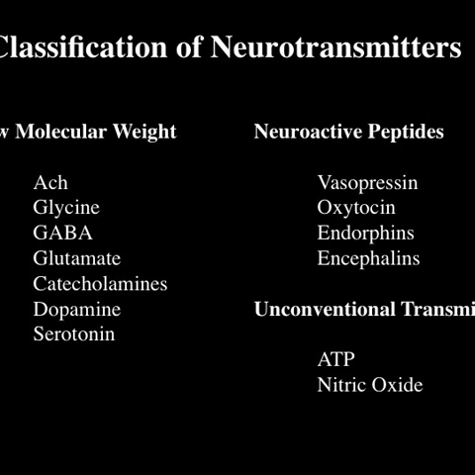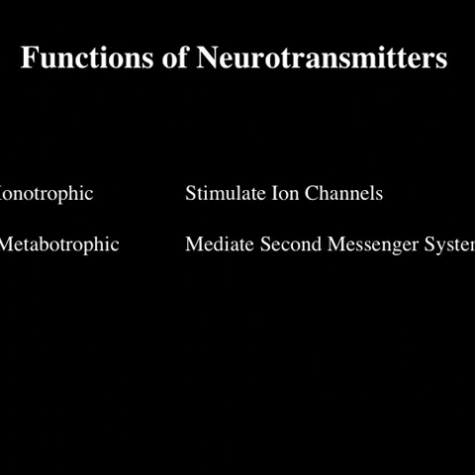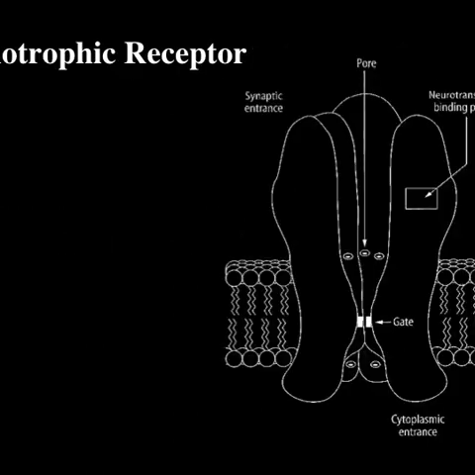And finally, we've got some things that we call unconventional transmitters. Things like nitric oxide and ATP, which do, in some circumstances, function as neurotransmitters, but they're not the usual run-of-the-mill kind of thing. Two main sorts of functions of neurotransmitters: ionotropic neurotransmitters stimulating ion channels, and metabotropic neurotransmitters mediating second messenger systems within the postjunctional cell.